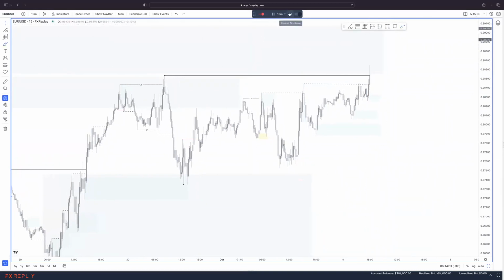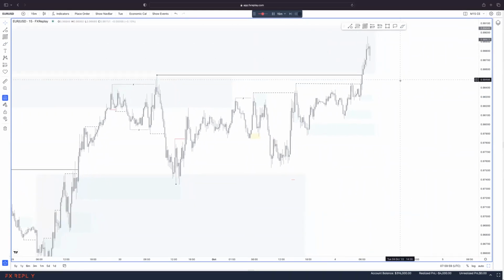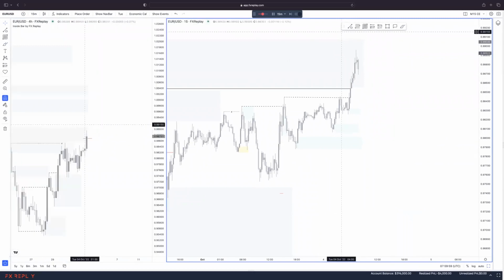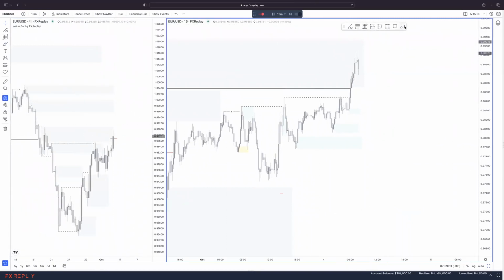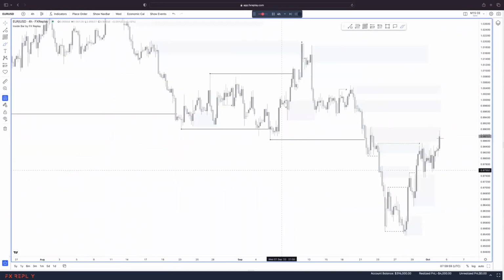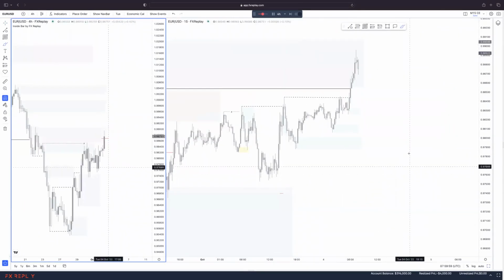Yeah, let's just see what plays out. Yeah, nice impulse to the upside there. Again, we mitigated the EQ of the 4-hour range now as well here. So definitely looking for signs of bearish intent in the M15.